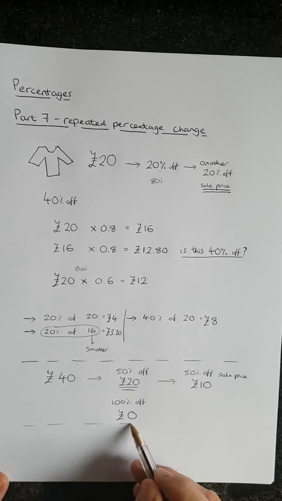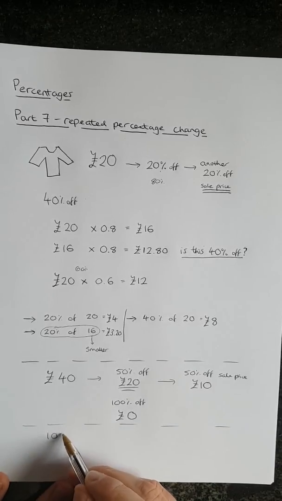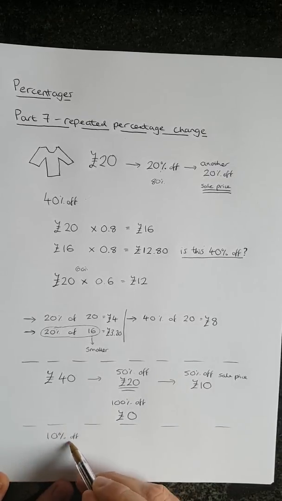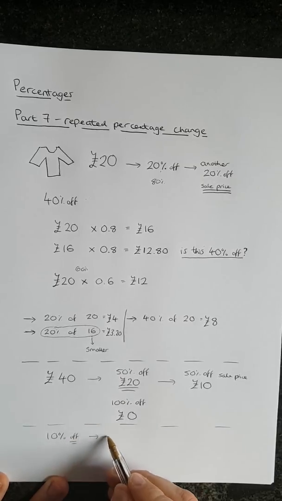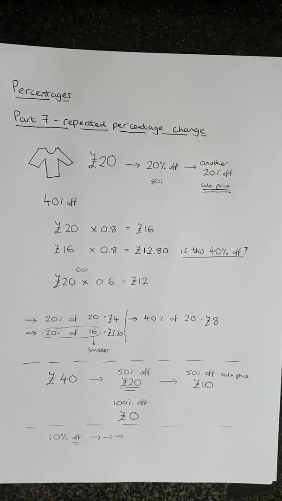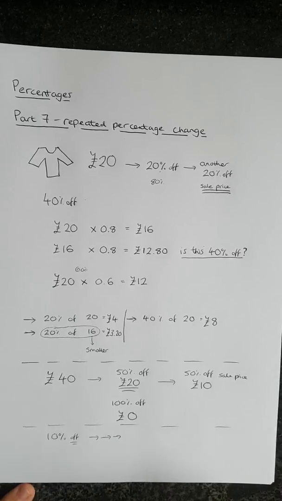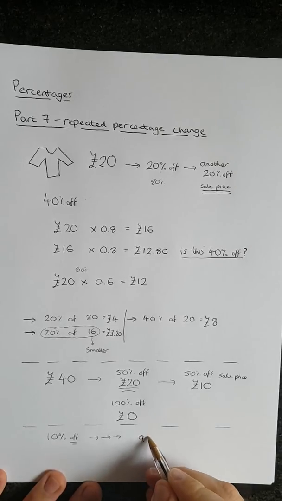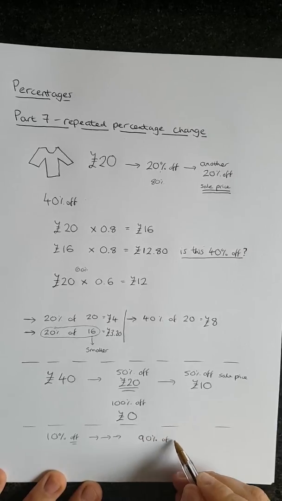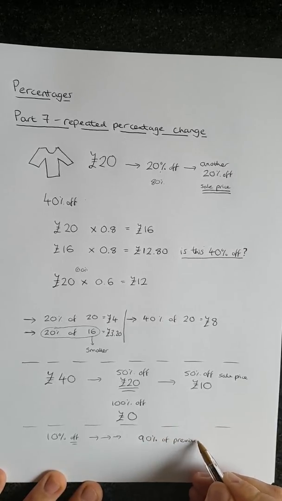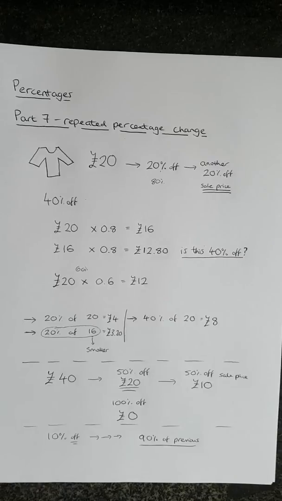So, in theory, you can keep taking, let's say, 10% off something over and over again, and it won't run out. Why won't it run out? Well, you'll always have 90% of the previous amount left. It might get small, but it's not going to disappear.